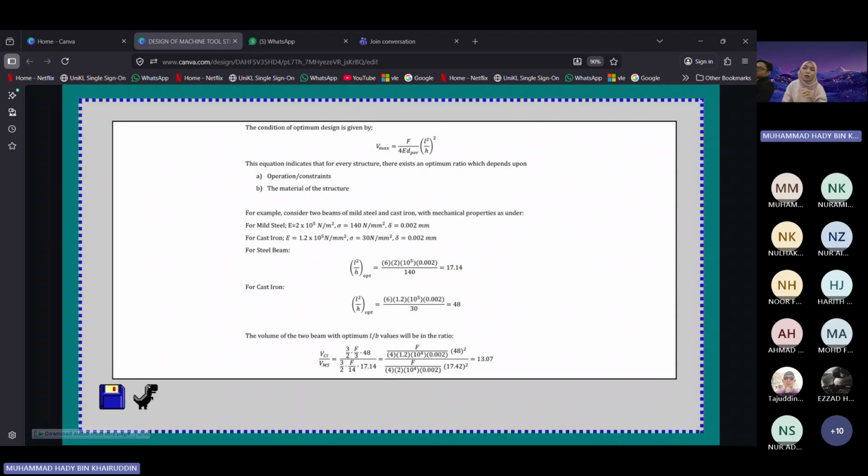When we mathematically compare steel to cast iron, the results are quite striking because steel is much stronger and stiffer. It technically requires 13 times less metal than cast iron to handle the same load. This means a steel structure can be much thinner and lighter.